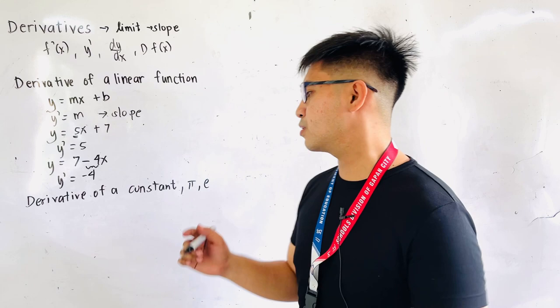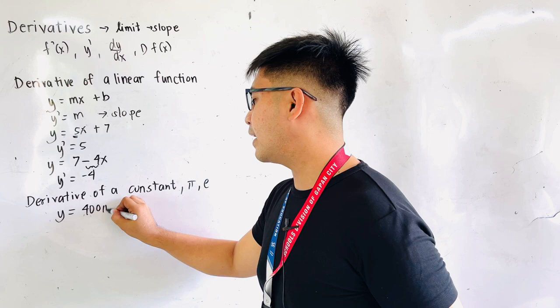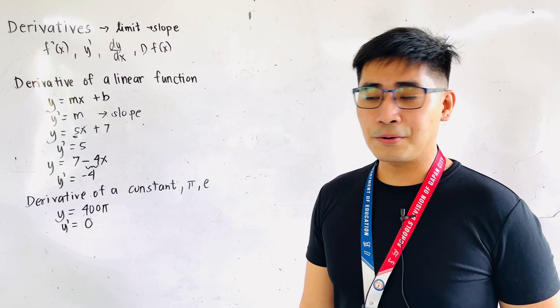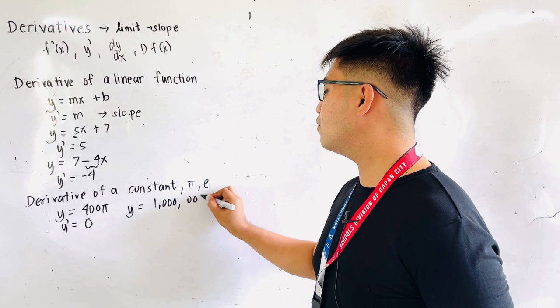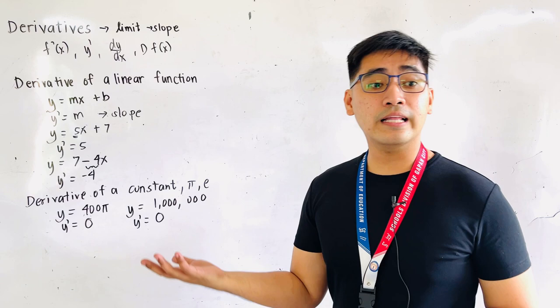Okay, so how do we now define the derivative of a constant? Remember that if there is a constant, for example, you are given y is equal to 400 pi, 400 pi is considered as a constant. Therefore, remember that the derivative of a constant is just equal to zero. Okay, so what if you're given y is equal to 1 million? What is the derivative of y is equal to 1 million? Very good. Therefore, y prime is equal to 0. So, that is how we get the derivative of a linear function and a constant.